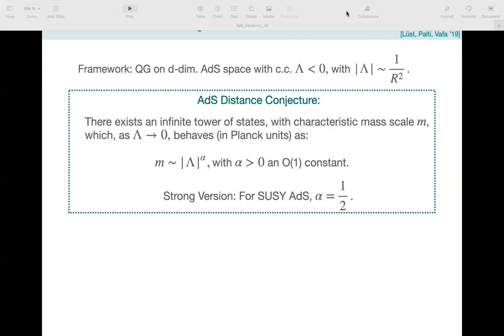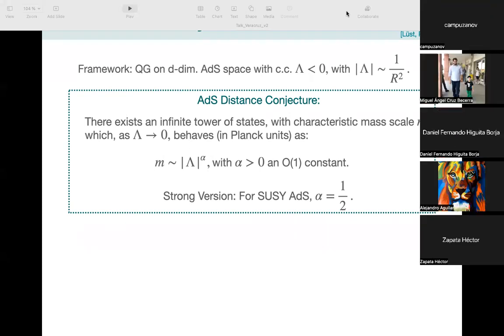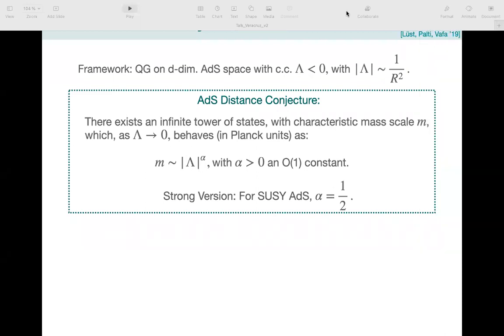And this is effectively a particular case of the distance conjecture appearing. As in the distance conjecture, you have this infinite tower of states that is becoming exponentially light. Here, because of the logarithmic field distance, you have this tower that is becoming light with a power law in terms of the cosmological constant. Of course, it's exponential in the field distance. So they are claiming that you cannot smoothly deform an anti-de Sitter vacuum into Minkowski. And there is a strong version of this conjecture claiming that for supersymmetric anti-de Sitter vacua, this value of alpha here is 1/2.